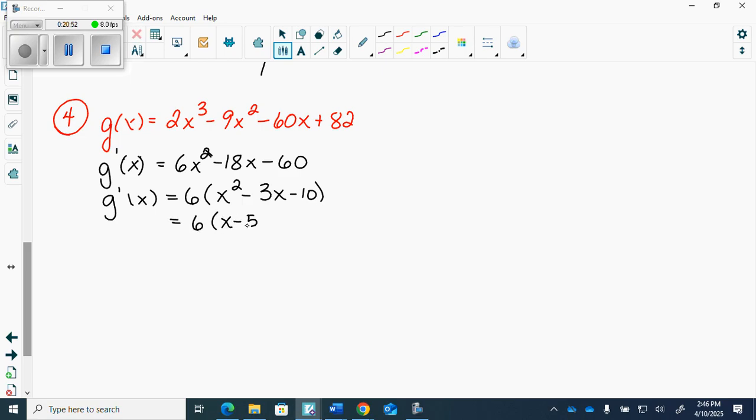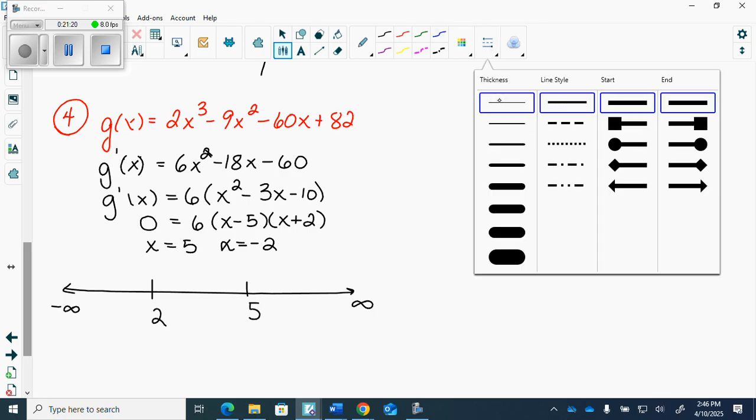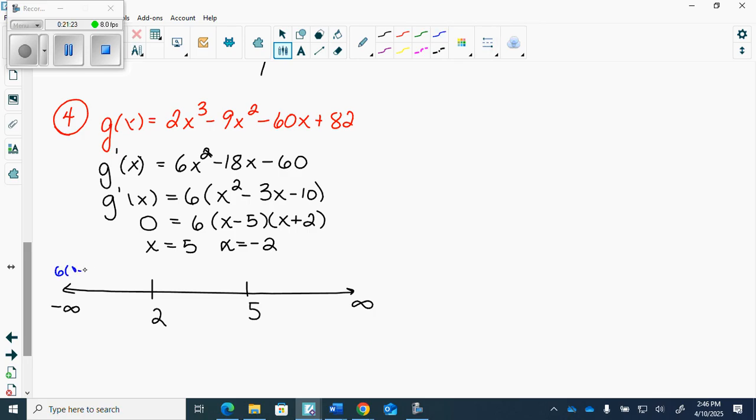So x minus 5, x plus 2. So x equals 5 and x equals negative 2. Yeah? Okay, it is a cubic function, so we have a number line. That's negative infinity to positive infinity. We have negative 2 and 5 on it. We have to run test points, so I'll use a different color. So I'm going to pick 0, so I get 6 times 0 minus 5 times 0 plus 2. So it's a positive, negative, positive, which is a negative.